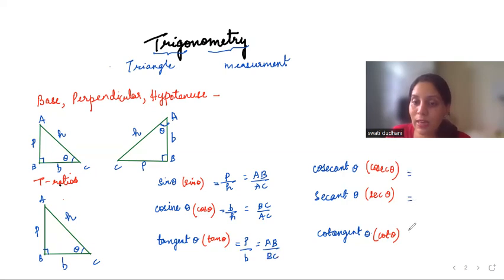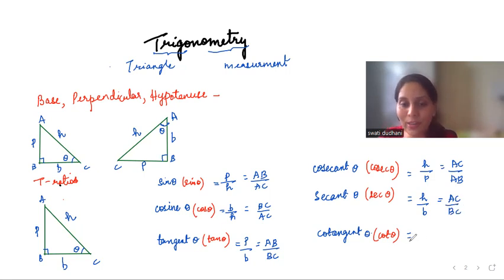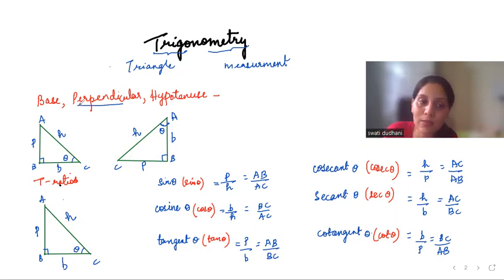Now, these three T ratios on the right side are the reciprocals of the left side. That means you just need to reverse. Cosecant is the reciprocal of sine, which is H by P, that is AC by AB. Secant is the reciprocal of cos, that means H by B, AC by BC. Cot is the reciprocal of tan, that is B by P, BC by AB. So, these are the 6 trigonometric ratios that you need to know very well. These 3 terms and these 6 ratios. Your first exercise is sorted.